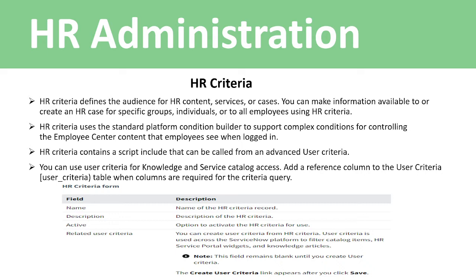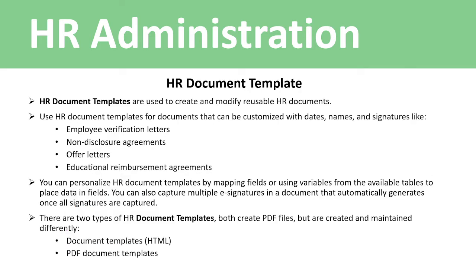Now we are coming to the HR criteria. HR criteria define the audience for HR content, services, or cases. You can make information available to, or create an HR case for, a specific group, individual, or employee using the HR criteria. Suppose there is one service which we want to share only with persons who belong to India. Then we will not go to each individual user and verify. We will just create a user criteria and HR criteria and assign the HR criteria to the record producer, so that on the basis of certain conditions the criteria will automatically configure our services. So this is the basic use of the HR criteria.